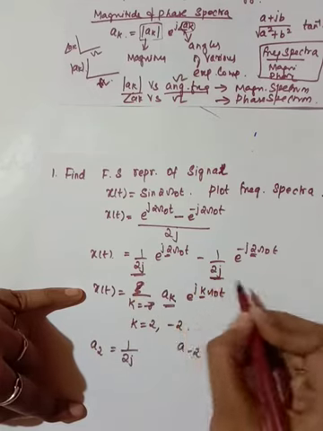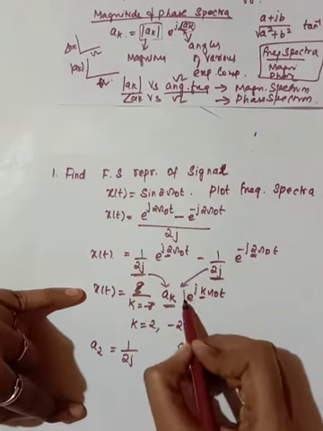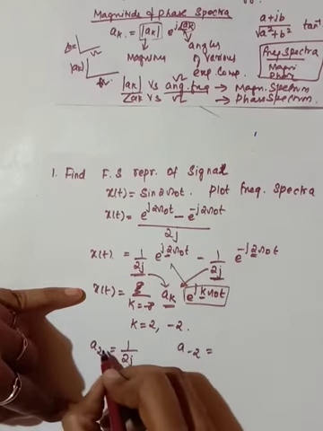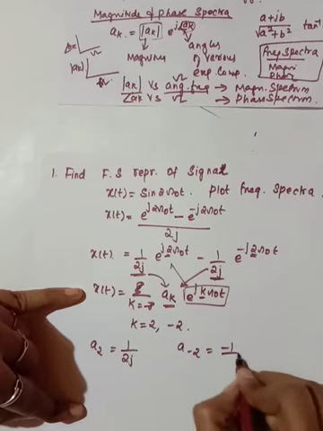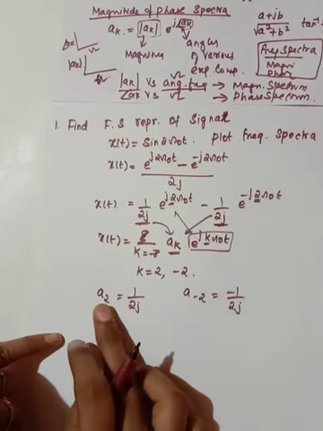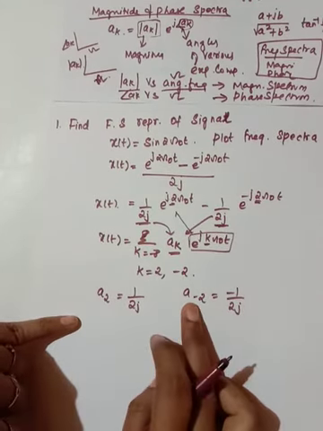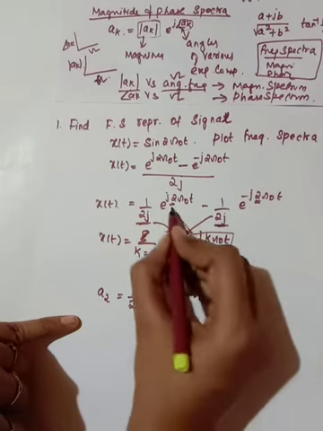We are just going to compare these two. So a2 is equal to 1/2j, and a minus 2 is equal to minus 1/2j. Now what have we obtained? We have obtained two coefficients, one at k equal to 2 and another at k equal to minus 2. How did I obtain these two? Just by comparing these two.